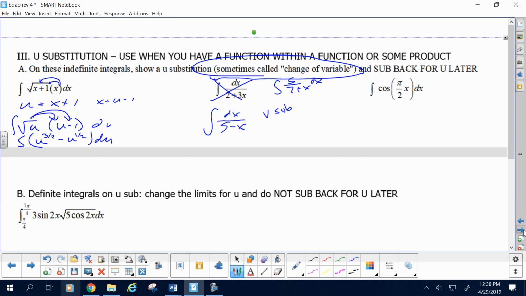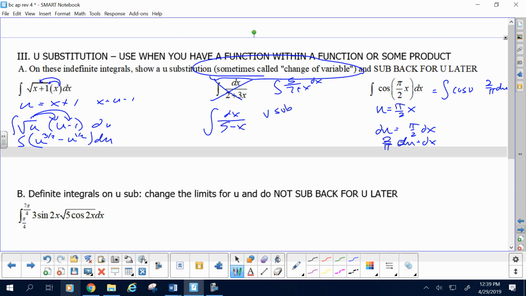Again, I'm just going to make sure: do you agree that when you choose your u, it's the inside of the composite function, and that sometimes the du requires a little manipulation? Would you agree that the dx in its form doesn't have that pi over 2, so you make this adjustment of moving that pi over 2 so that your substitution would be more like cosine of u times 2 over pi du, right?